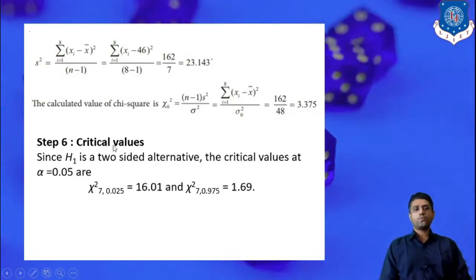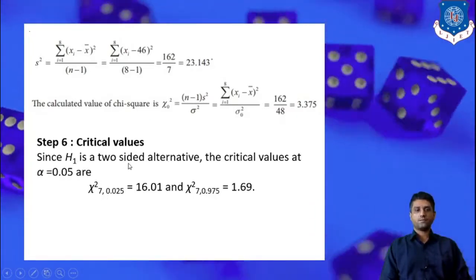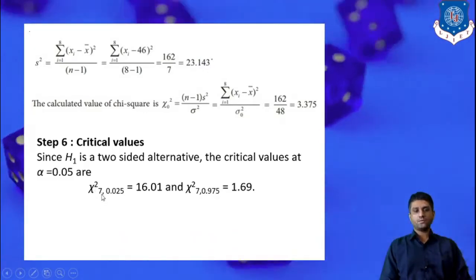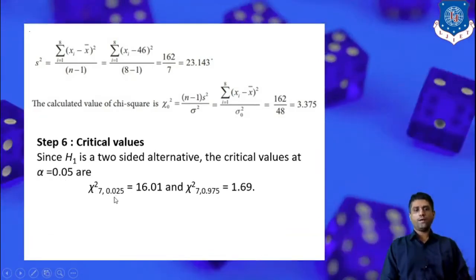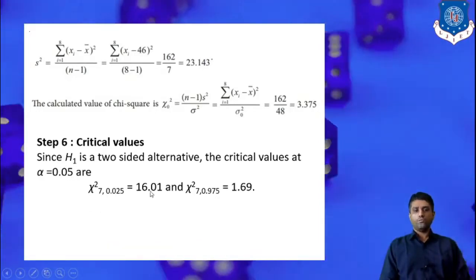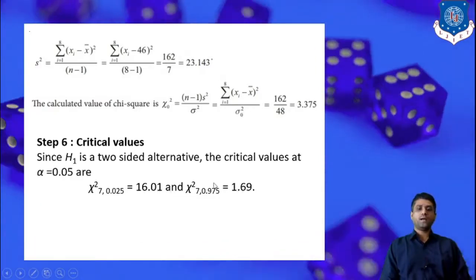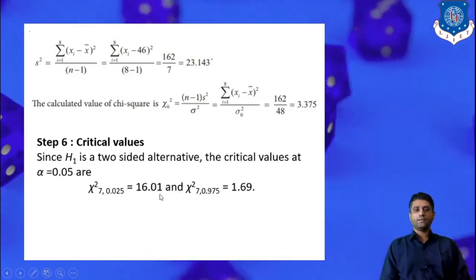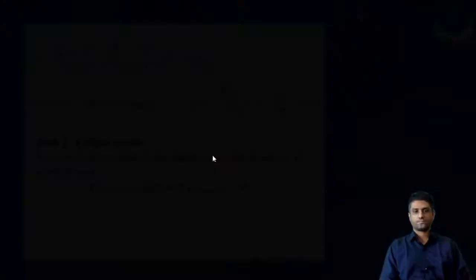Step number 6, we have to obtain the experimental chi-square value. So it is a two-sided alternative test. The level of significance is 5%. So we know that the degree of freedom is n minus 1, so 8 minus 1, that is 7. The degree of freedom is 7. So here we have to write down 0.025 because it's a two-sided test. So we have to collect these values 16.01 and 1.69 from the chi-square distribution table. So in the next slide, we show how we can collect these values 16.01 and 1.69 from the chi-square distribution table.